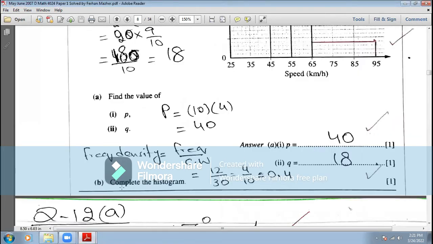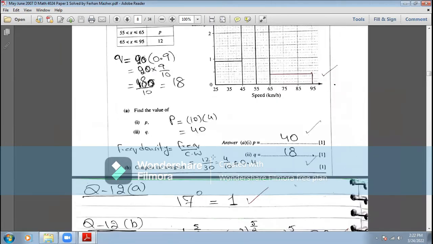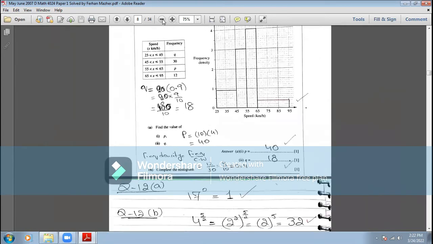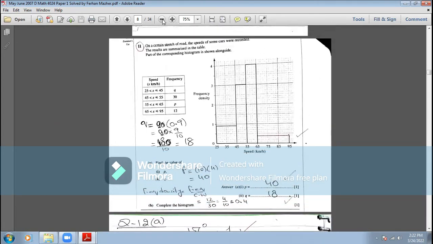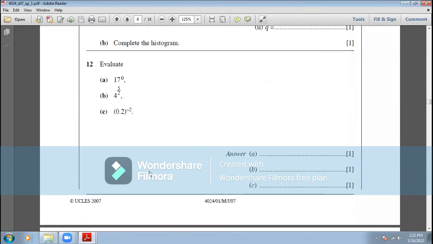So let me show you. The frequency is 12 and the class width is 30. So it will be 4 by 10, and that will be 0.4. So the frequency density is 0.4. So what I will do, from 65 to 95, it will be 0.4. You can see I have shown it here. Let me reduce the size so you can see the whole thing together. Hopefully you understand this. So 40, 18, and the histogram. This is how you do question number 11. I hope you understand. So let's go to the next part.